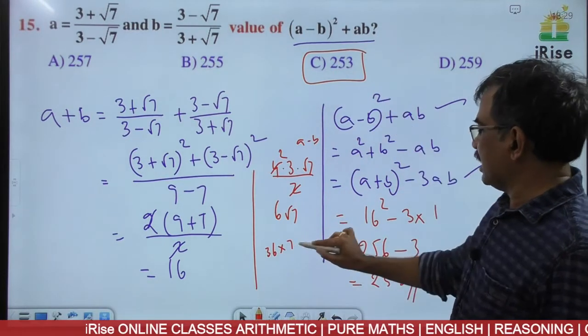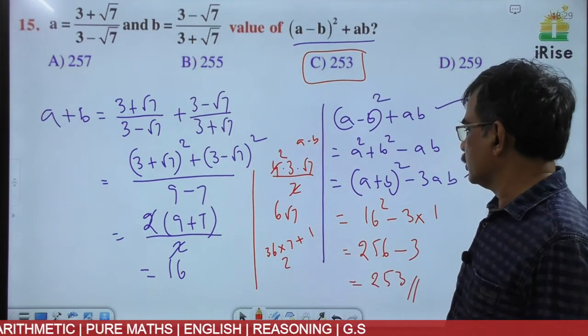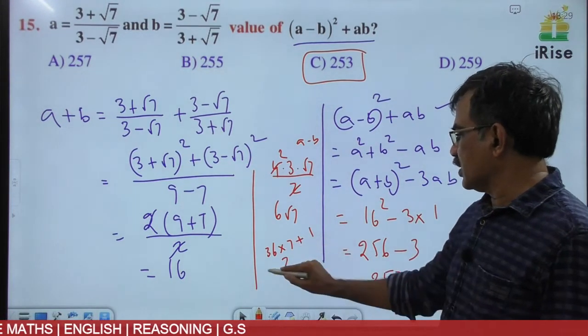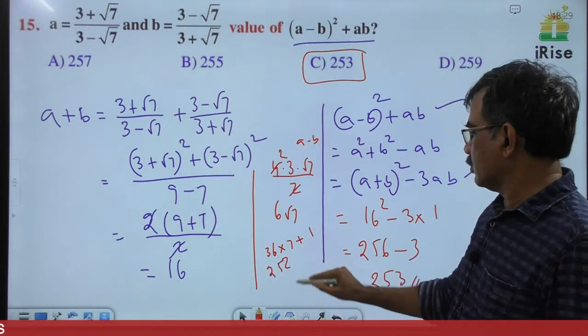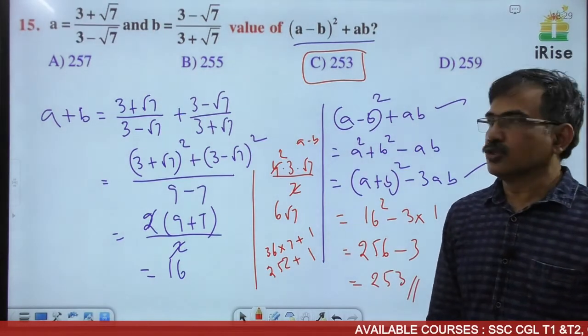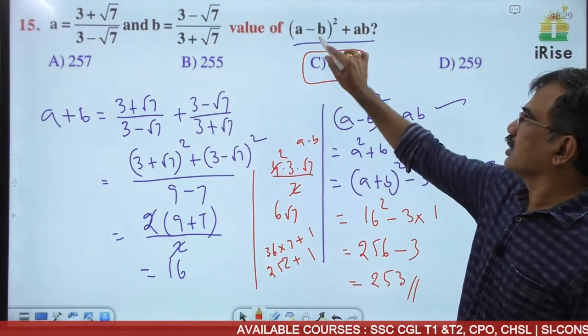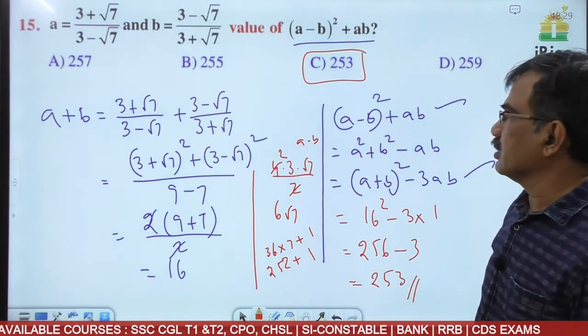Okay, plus ab is 1. 7 6s are 42. 7 3s are 21 plus 4, 25, plus 1. So the answer is the same, 253. So you can use either a minus b or a plus b, no problem. Okay, next question.